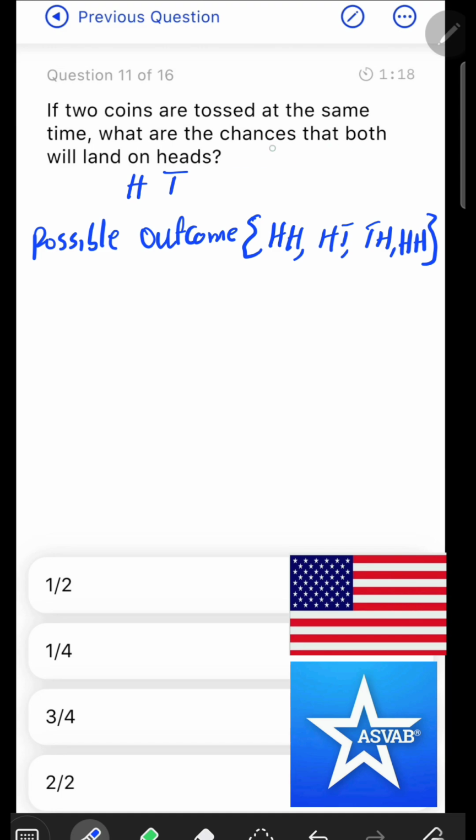So what are the chances that both will land on head? The number of chances that both may land on head is going to be 1 out of these four possible outcomes. So the answer is going to be the second option.